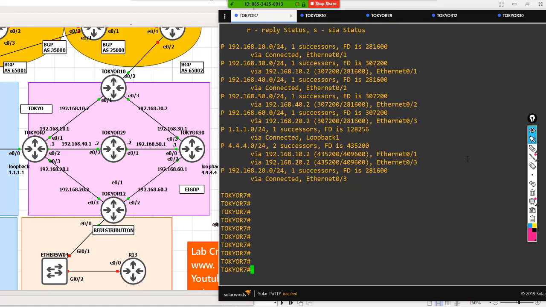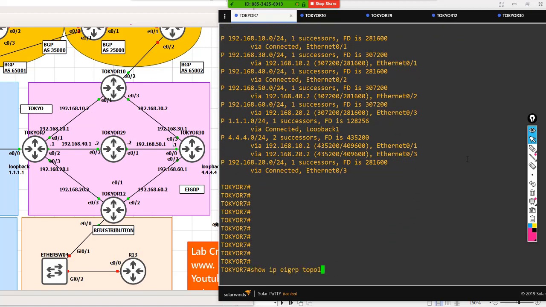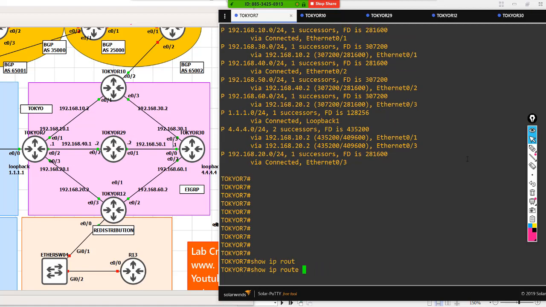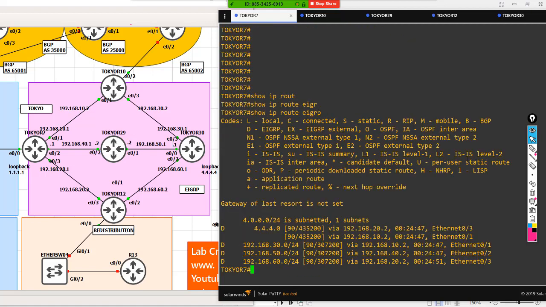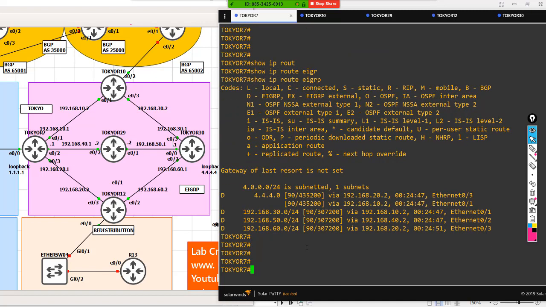So that was with regard to the EIGRP topology. Let me show you the routing table now, the best route that's getting placed here. Okay, so from the routing table point of view, what is D here? D is nothing but EIGRP. Okay, so you might be still wondering why they used D instead of EIGRP.